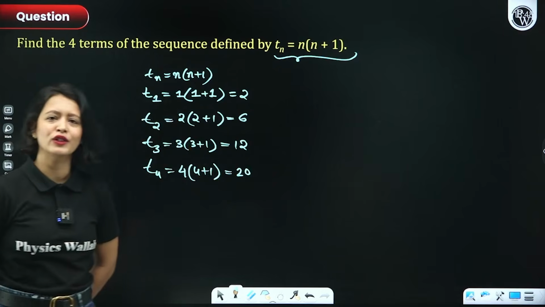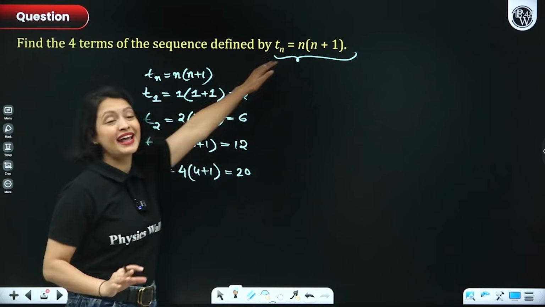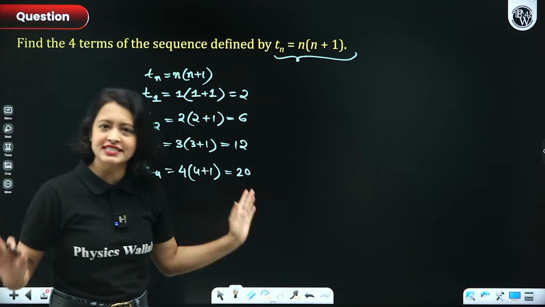So, we have figured out all the 4 terms. In fact, you can find the 100th term also. All you need to do is put n as 100. That's it. Very simple question, guys.